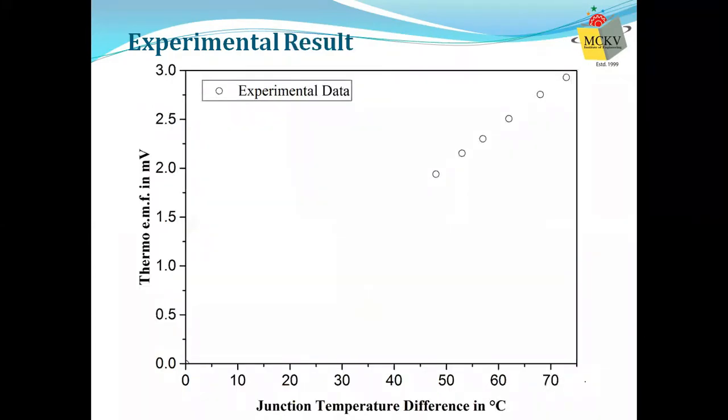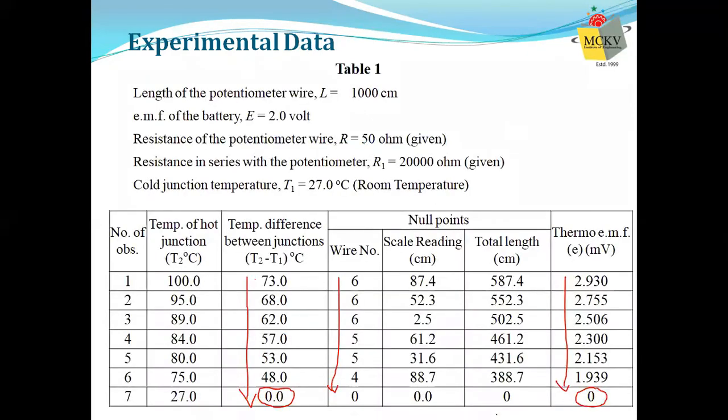So if you plot, what we want is, we want to plot the experimental data. So this is the thermo EMF, that is E, along the y-axis, and this is the temperature difference, that is delta T. So let me show you the table again. This is what we are plotting. We will be plotting T2 minus T1, the temperature difference. This is the x-axis, and thermo EMF, this one is your y-axis. So that would be a straight line, as you can see.